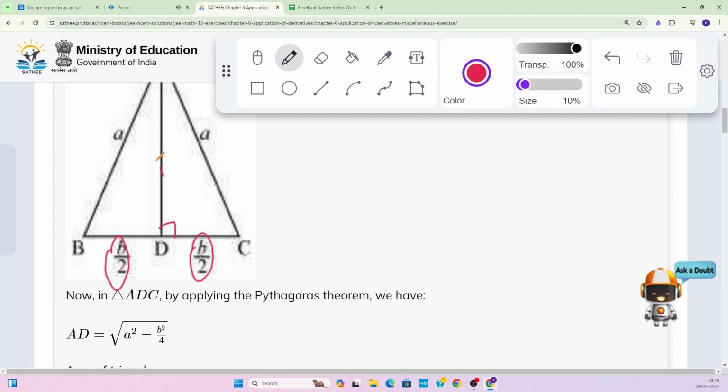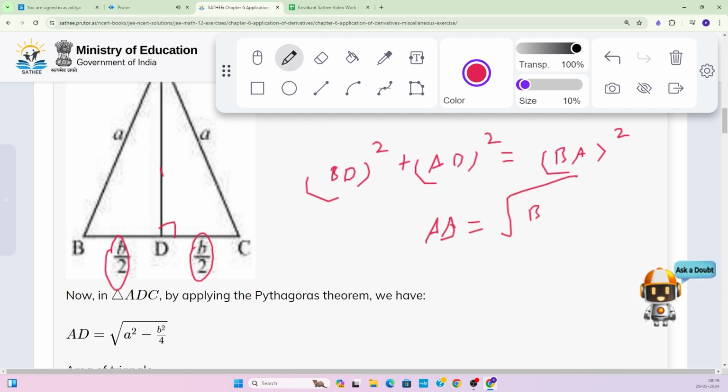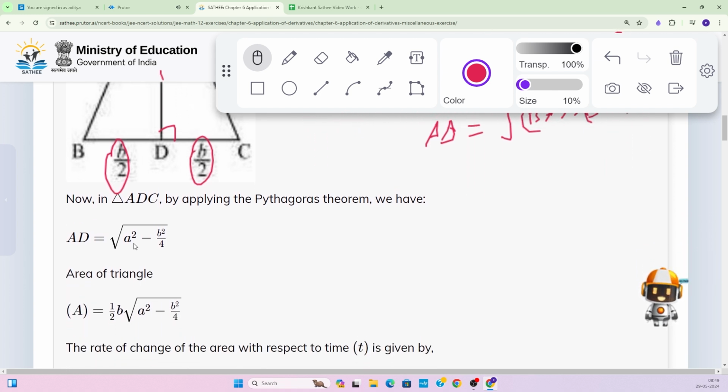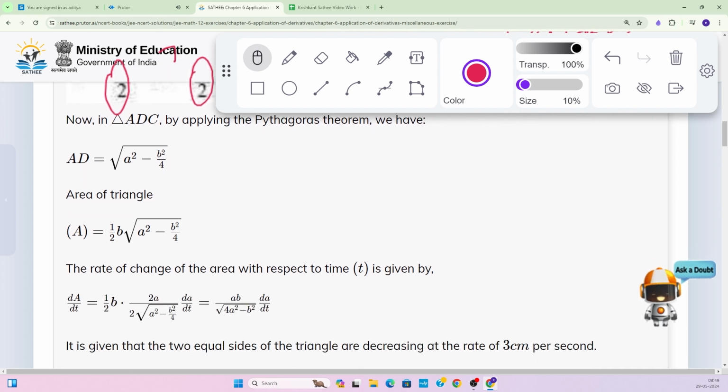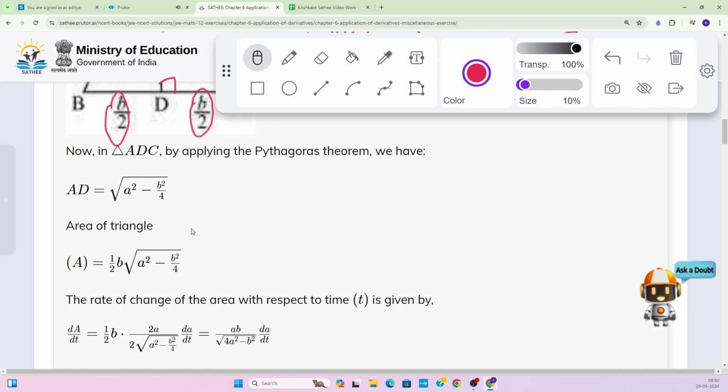How are you going to apply your Pythagoras theorem? Very simple. BD whole square plus AD whole square is equal to the hypotenuse, which is BA, BA whole square. Now we want to know AD. AD means plus root of BA square minus BD square. As you can see, BA is your a and BD is your b by 2. The square will be a square minus b square by 4. Okay, now from here what you can say is that the area of ADC will be half into base.